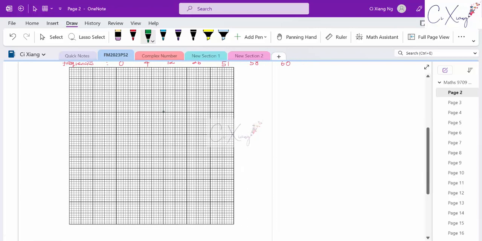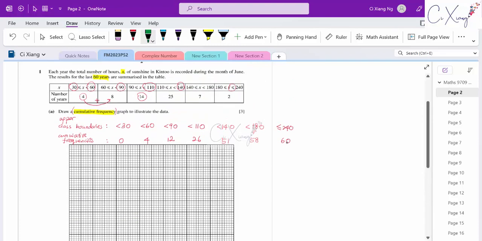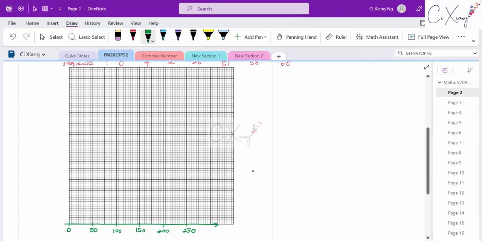I will make the graph smaller, then start to form the graph. For the x-axis, I will start the 0 from here. For every 2 cm, I will put 50 units. I want my largest value to be 250 so that it covers the 240 in the upper class boundary. The label for this one is the total number of hours, which is x.